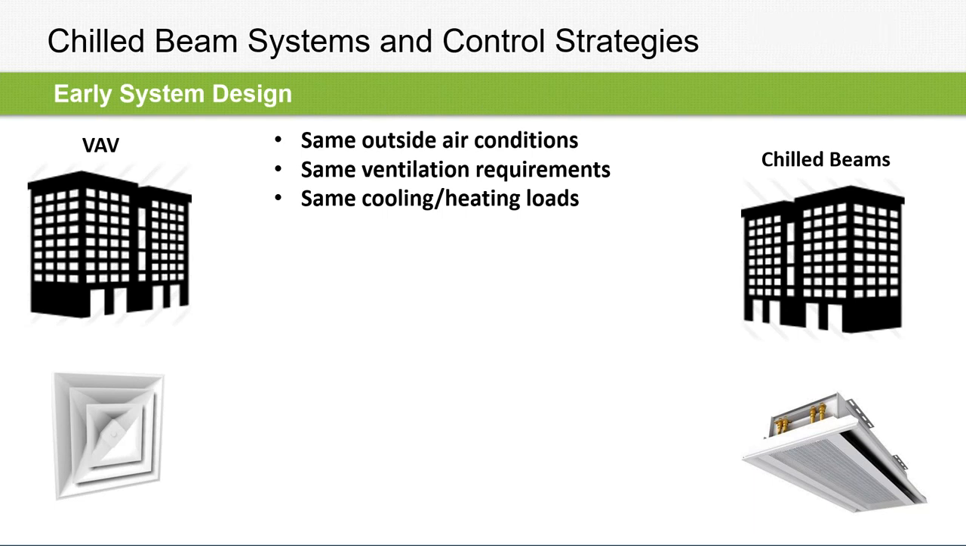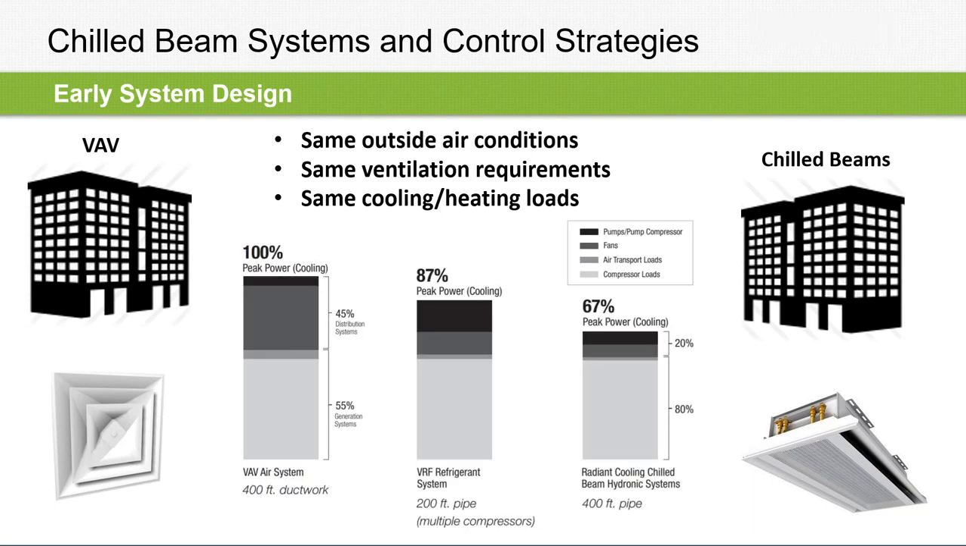One thing that you want to think about with the system is there's generation equipment, the equipment that's creating the energy to remove and add heat to a space. There's also distribution energy, the devices that are going to take that energy and migrate it throughout the building. Here's a chart comparing three different strategies, three different systems, VAV on the left, VRF in the middle, and radiant cooling and chilled beam systems on the right side.